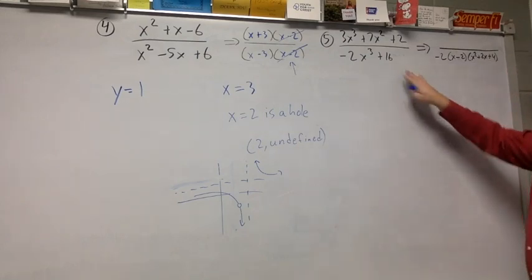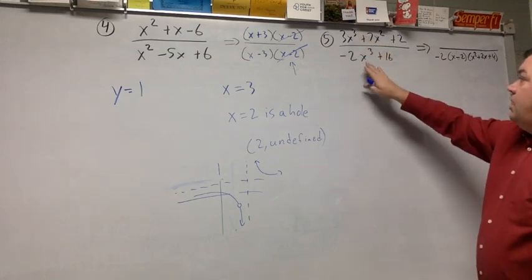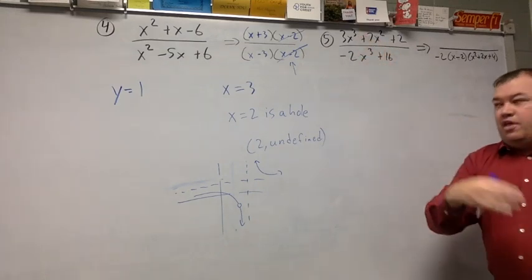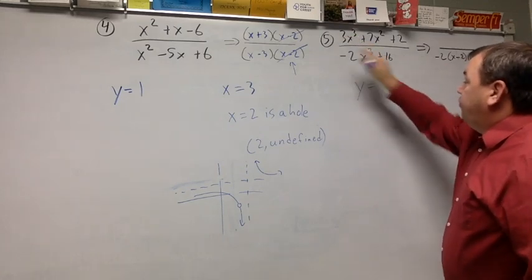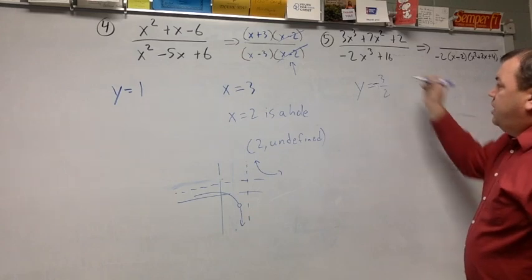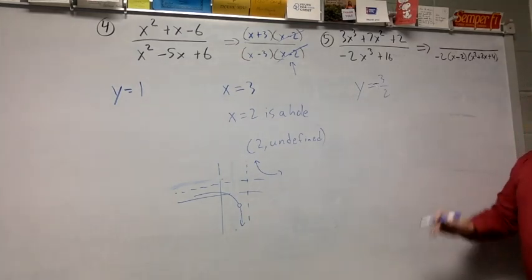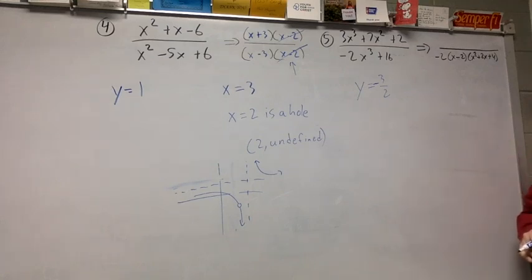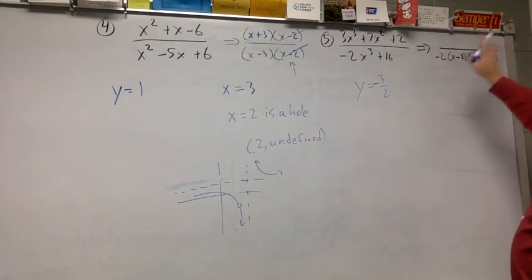So let's take a look at another one, a little more complicated one. This has a third power on the top, a third power on the bottom. They are the same. So I'm going to put y equals, and I'm going to make a fraction out of these. Y equals negative 3 halves. That is my horizontal asymptote. Now to look at my vertical asymptotes, I'm going to do a little bit of factoring.